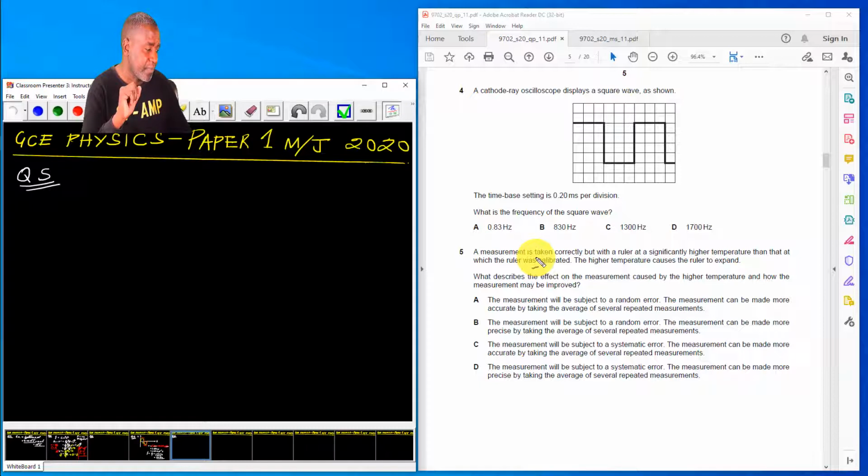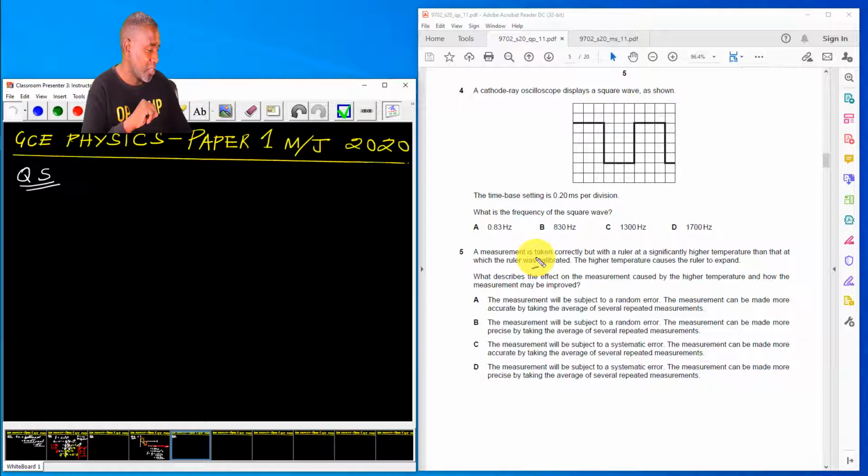It's not a random error, it is a systematic error because of its characteristic. B, the measurement will be subject to a random error. Again, we rule out that because of what we have said. C, the measurement will be subject to a systematic error. Now, that one is correct. Let's see whether the next section is correct. The measurement can be made more accurate by taking the average of several repeat measurements.